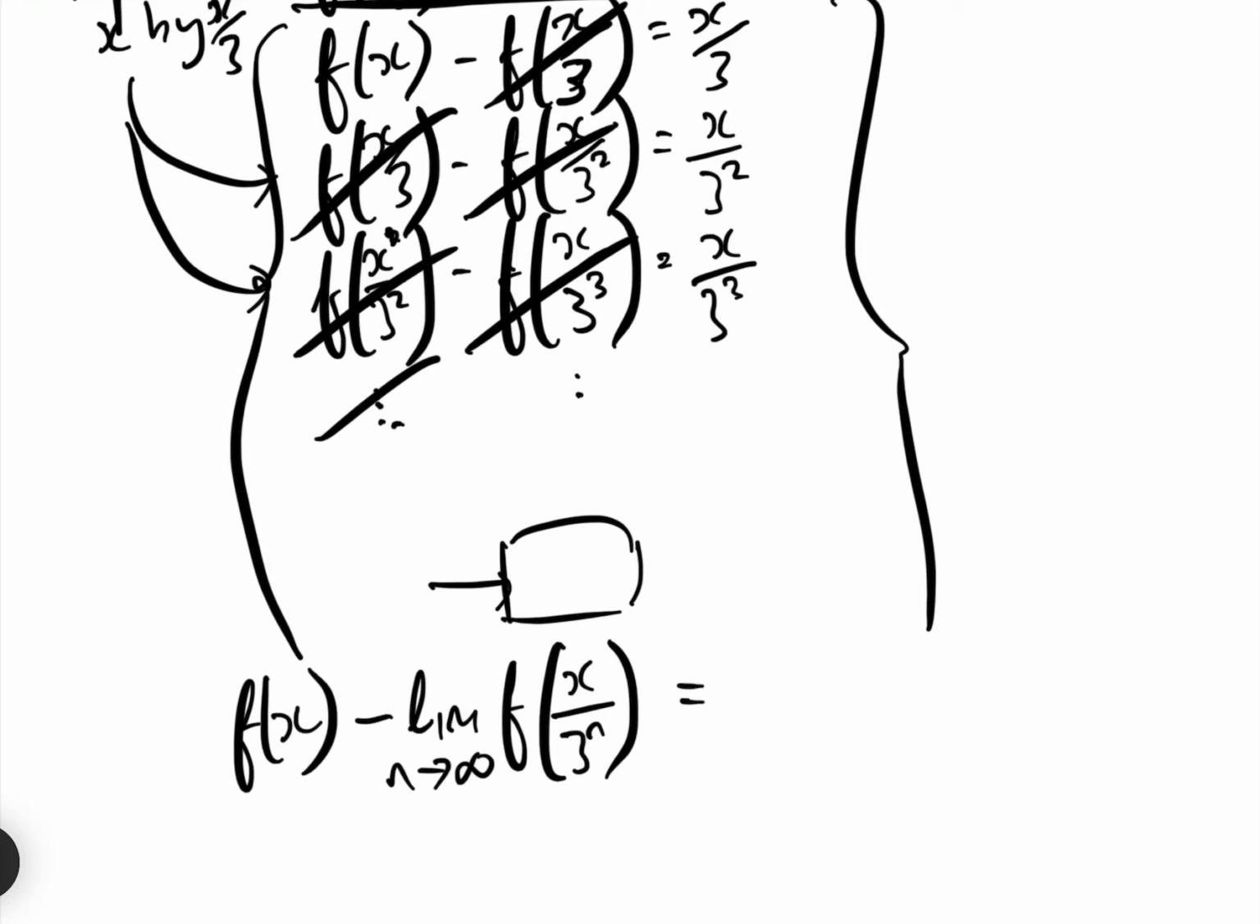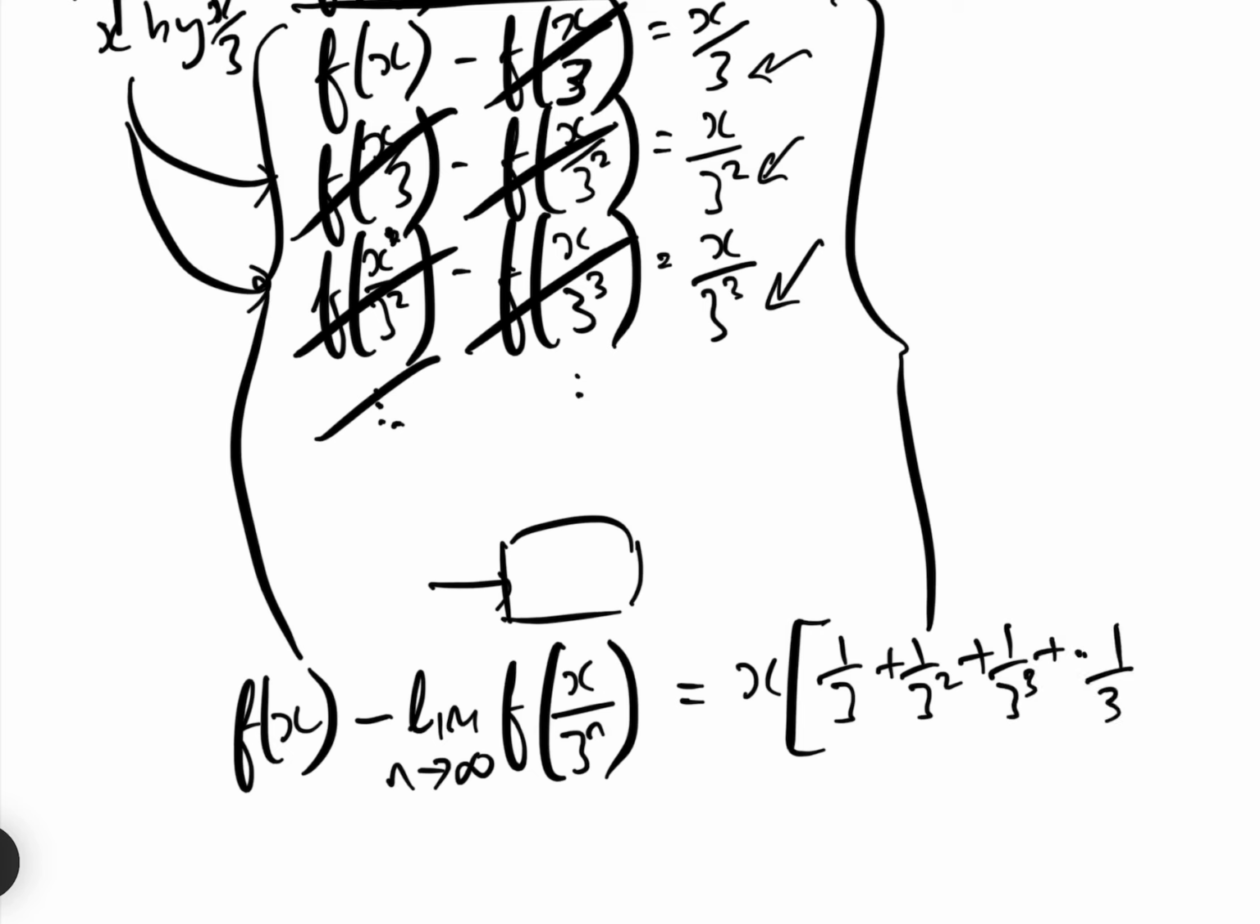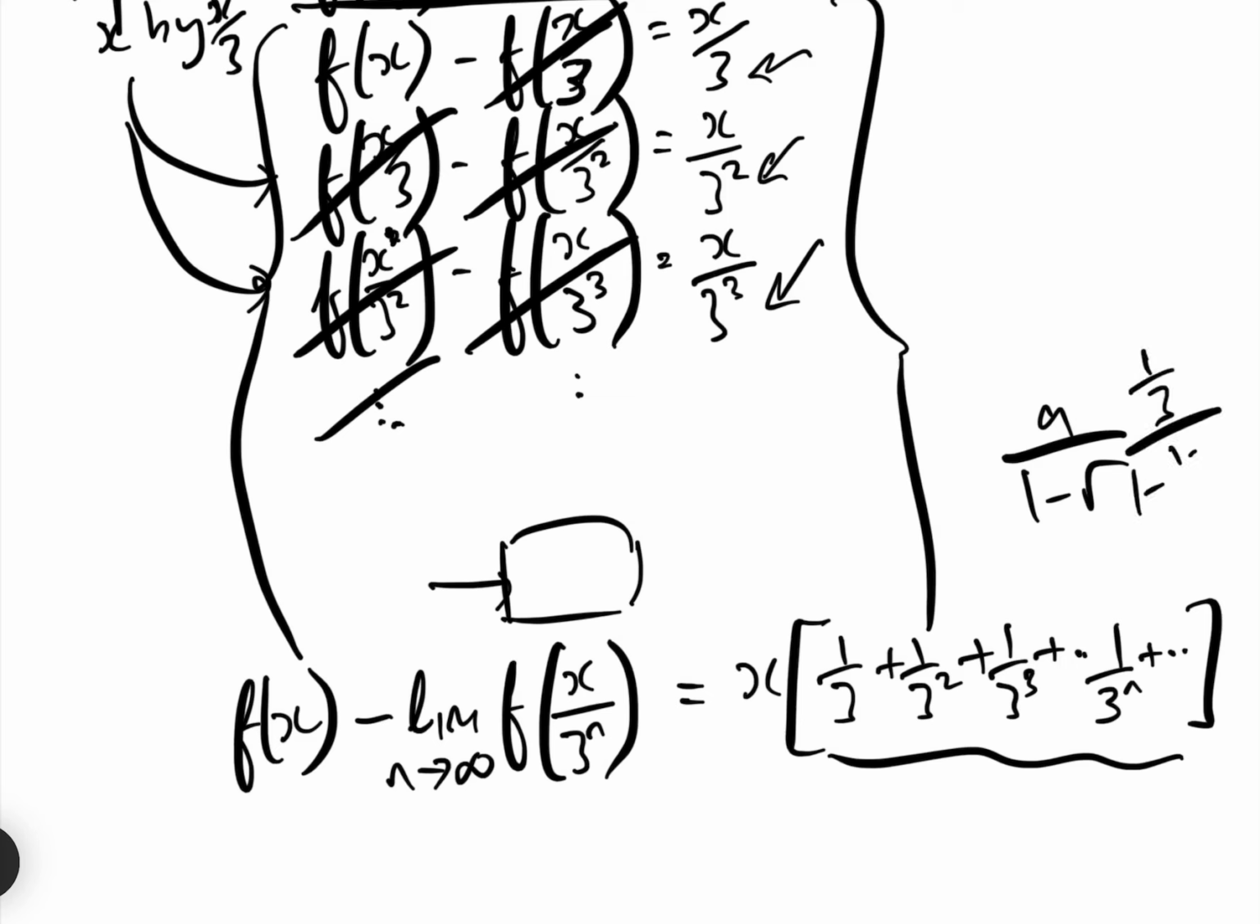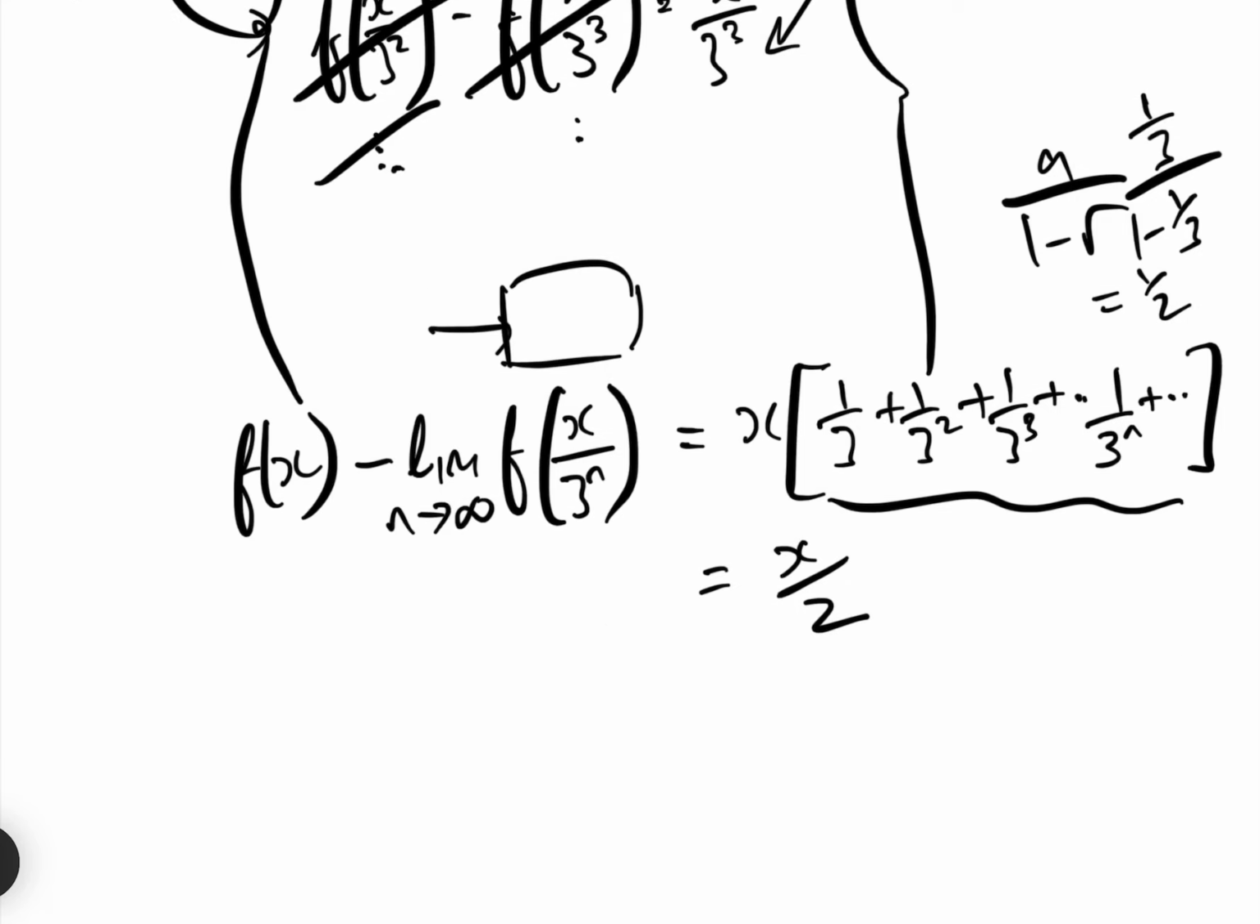That's what that equals. And on the right hand side we are going to have x times a third, add a third squared, add a third cubed, add 1 over 3 to the n, ad infinitum. Now this here is a geometric series, so the sum of that is a over 1 minus r, where a is a third and r is also a third, so that will be a third over 1 minus a third, which equals a half. So the right hand side here we can rewrite as x over 2.